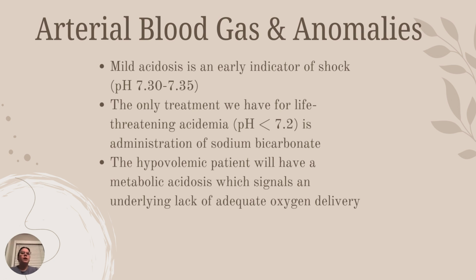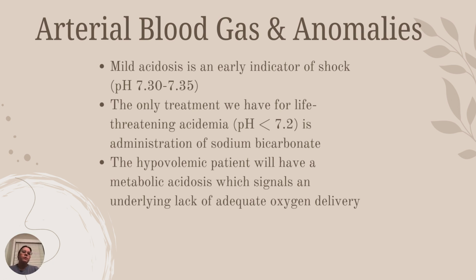And then ABG, the ABG for all of the different kinds of shock is going to look pretty similar as well. If it's a mild acidosis, so somewhere between 7.3 and 7.35 for the pH, then that's an early indicator that they could have shock. And the mild acidosis helps unload oxygen at the peripheral tissues, and it typically is not going to cause any change to their hemodynamics. And the only treatment we have for life-threatening acidemia, so under 7.2, is giving bicarb. However, this is not going to fix what caused them to go into shock in the first place. It's only going to help raise their pH so that their blood doesn't become too acidic to be life-sustaining.